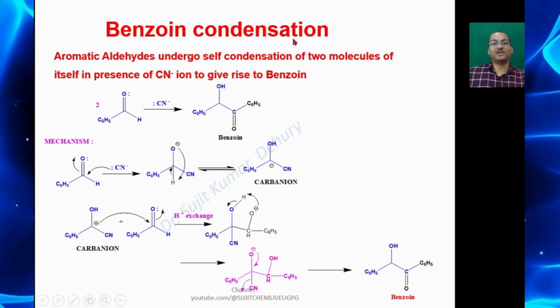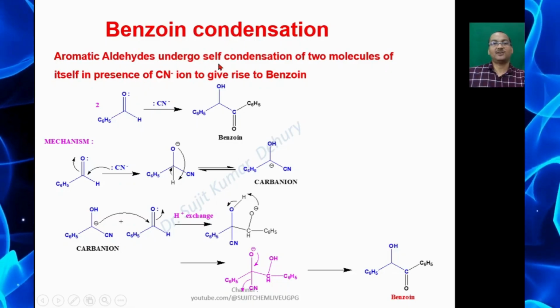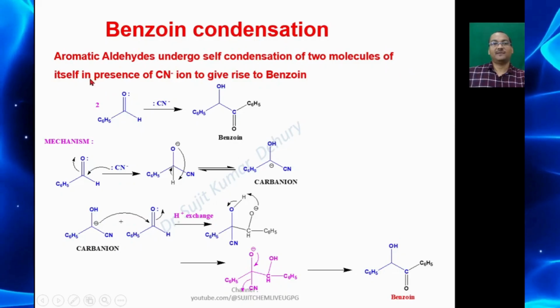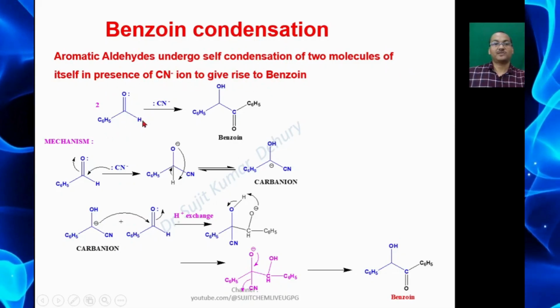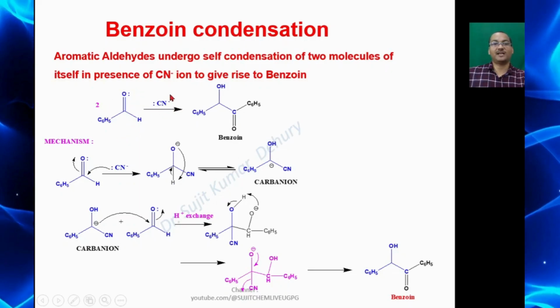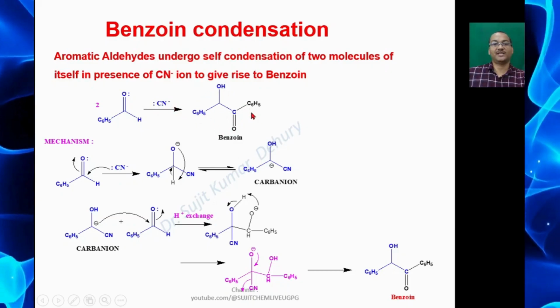Then next is benzoin condensation. So what is benzoin condensation? Aromatic aldehydes undergo self condensation of two molecules of itself in the presence of cyanide ion, giving rise to benzoin. If you start with two equivalents of benzaldehyde, in the presence of potassium cyanide, cation or cyanide minus ion, you end up with this benzoin.